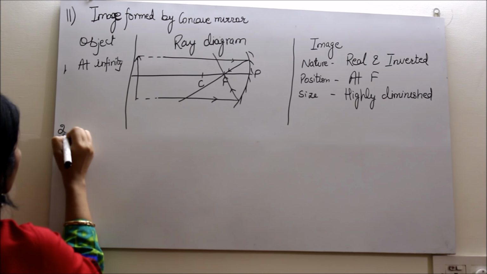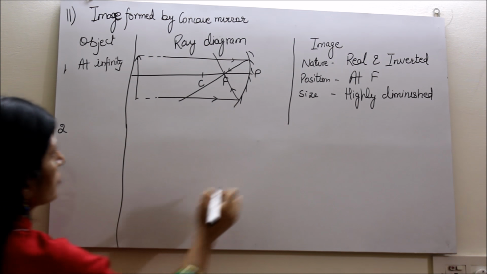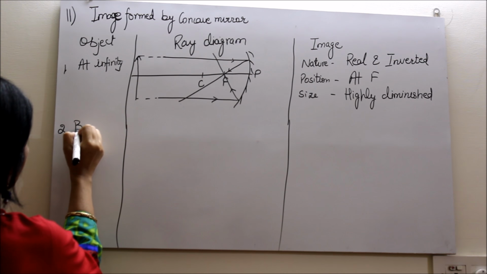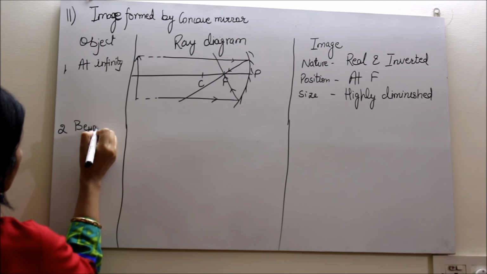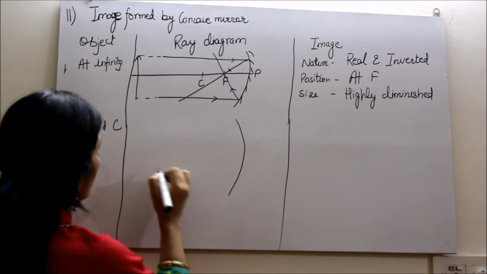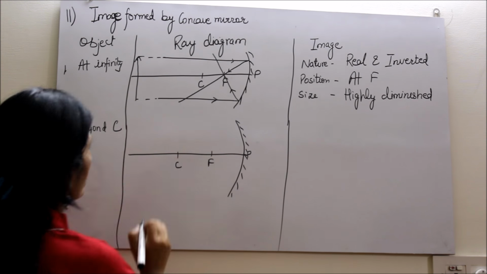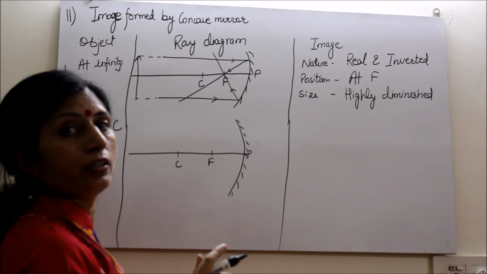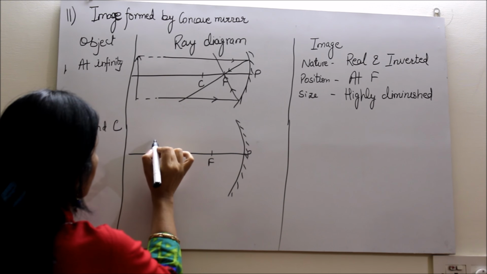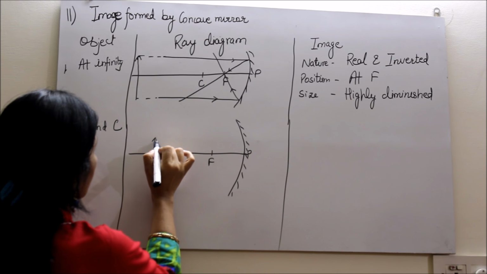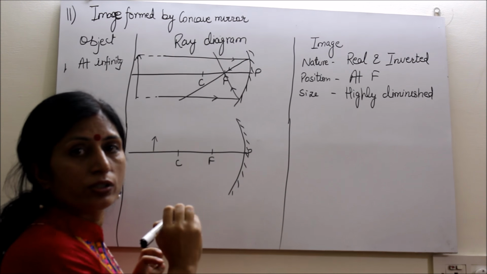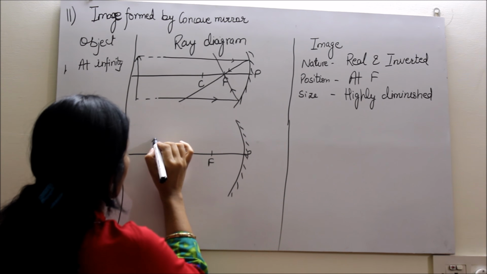The second diagram is beyond C. Your object is anywhere beyond this center of curvature. Anywhere you can take it, beyond the center of curvature. Now apply rules. Apply the first or second rule.